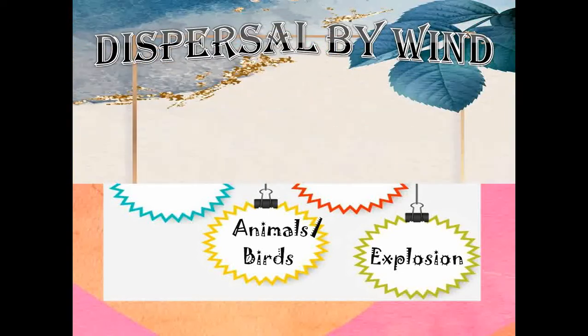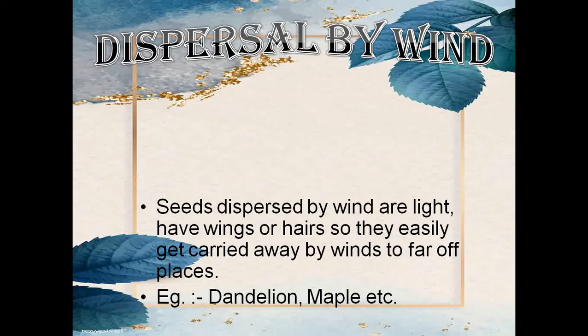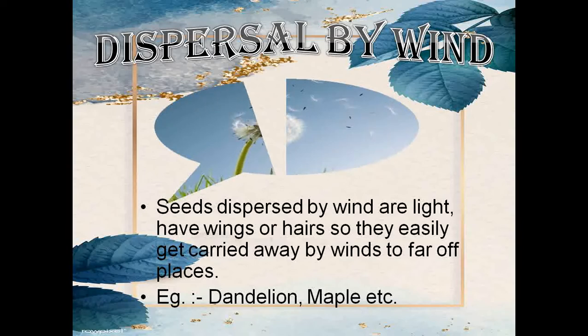Coming on the very first agent of dispersal, that is dispersal by wind. Seeds dispersed by wind are light and have wings or hairs, so they easily get carried away by winds to far off places. For example, dandelion, maple, oak, milkweed, etc. Children, plants like dandelion have hair-like structures that easily get carried away by winds due to their light weight. This is how dispersal by wind takes place.